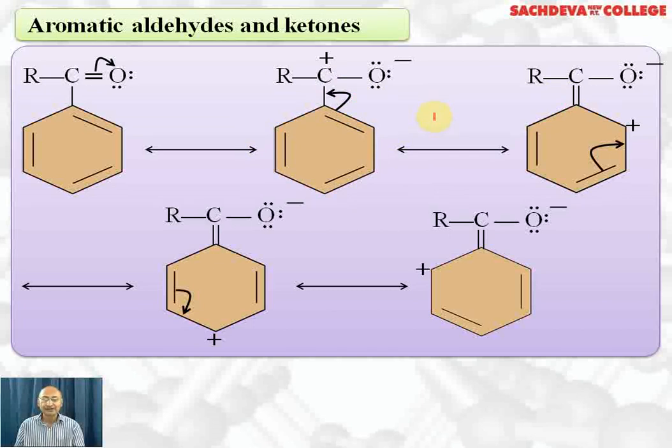From this resonating structure, we can also discuss the electrophilic substitution reaction, which takes place at the meta position because there is positive charge at ortho and para positions. Therefore, the electrophile will attack at the meta position. So if you are asked why aromatic aldehydes undergo electrophilic substitution reaction at the meta position, the reason is that in the resonating structure of benzaldehyde, there are positive charges at ortho and para positions. So the electrophile cannot attack at ortho and para positions. It can attack at the meta position where electron density will be more.